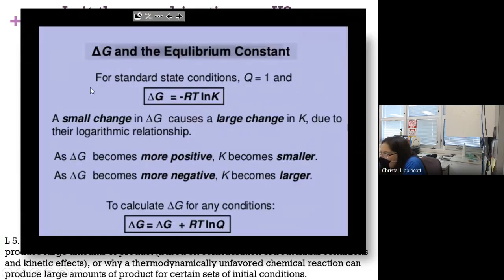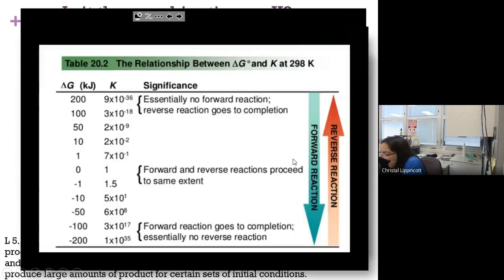All right, standard conditions here, Q equals 1. This is your RAT link. Small change in delta G causes a sharp change in K. Delta G becomes more positive, K becomes smaller. So this is a seesaw, back and forth, back and forth. Forward reaction, then our K is going to get greater. Reverse reaction, K gets smaller. Delta G is the opposite.